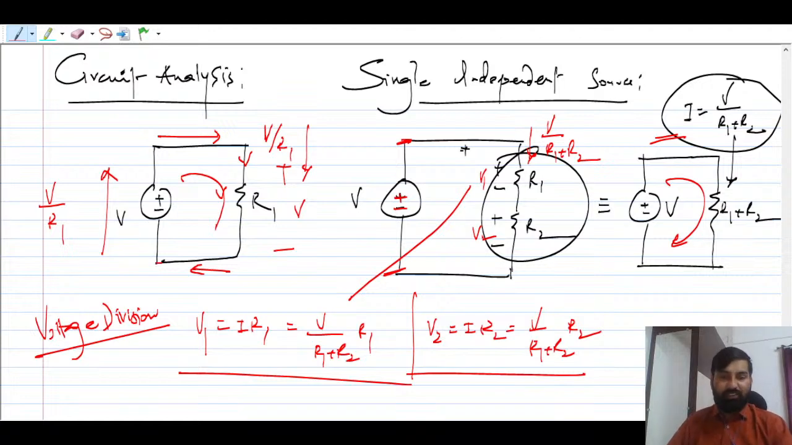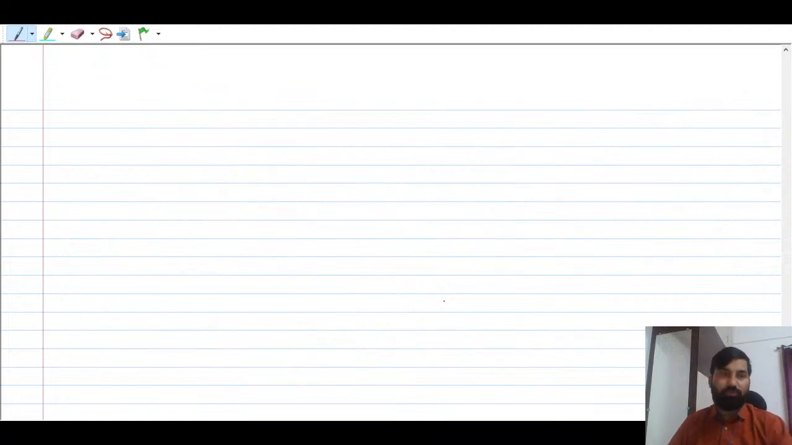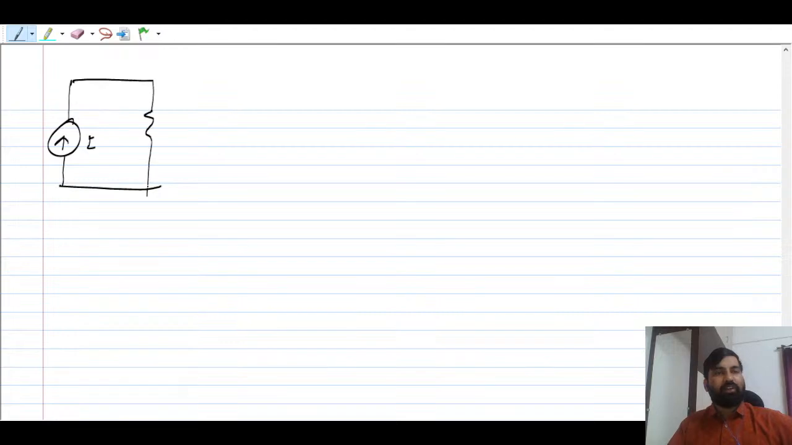Now let us consider the single independent current source. Whenever a single voltage source is there, you can use the voltage division rule if the resistances are connected in series. But now let us talk about a single current source. Suppose this is a current source I, and these are resistances, R1 and R2.